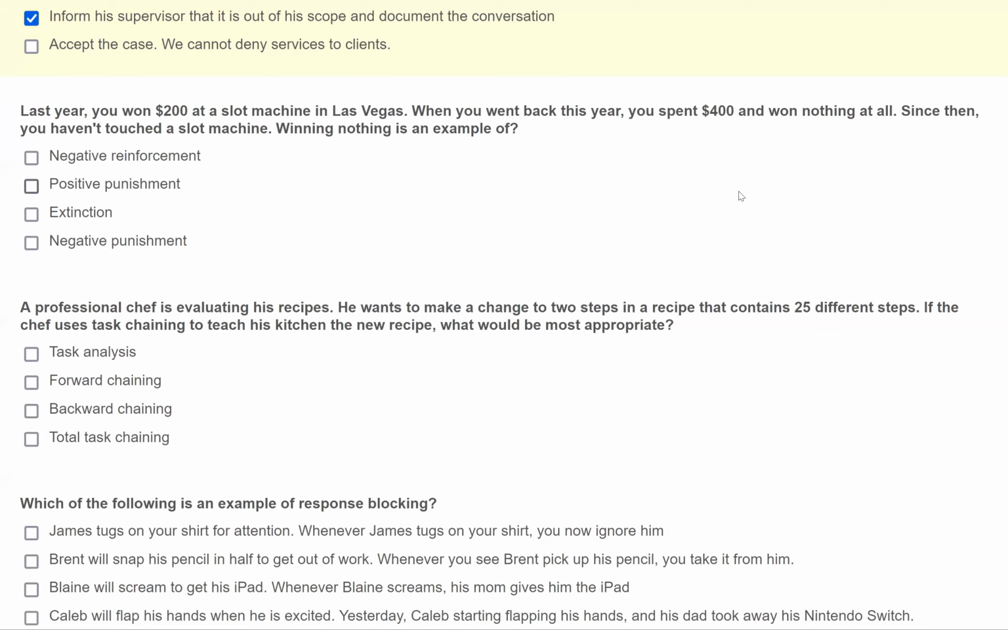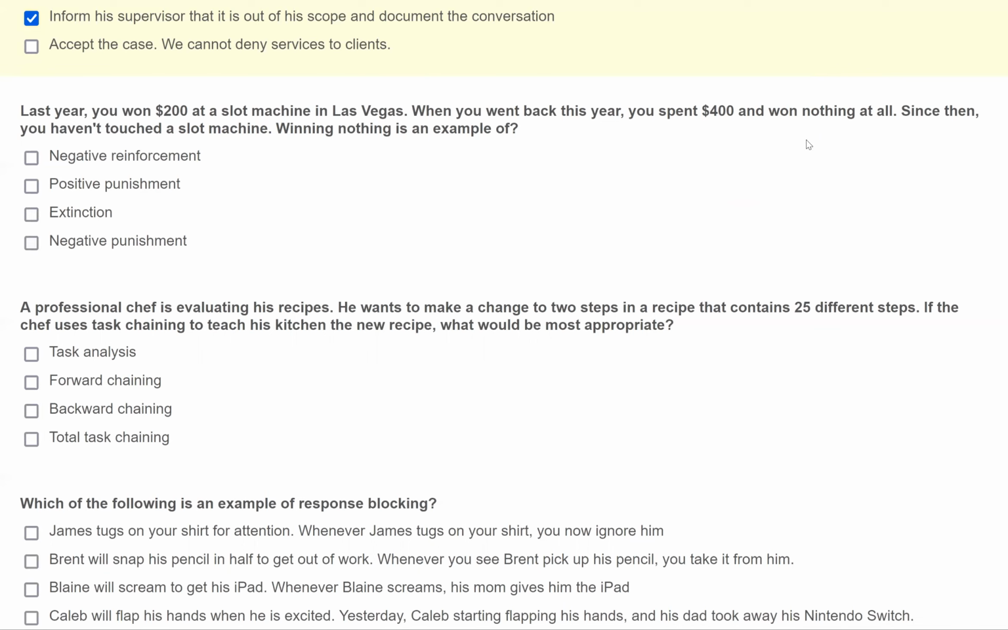The difference between punishment and extinction is that in extinction, reinforcement is withheld. Okay. There's nothing there. It's just withheld. Punishment, positive or negative, we're adding something. So if you put $400 in the machine and nothing happens, has anything been added or taken away? Well, no. The consequence last time was you won $200. This time it's not like somebody took your $200 away or somebody reprimanded you. You just, nothing happened. You won nothing at all.